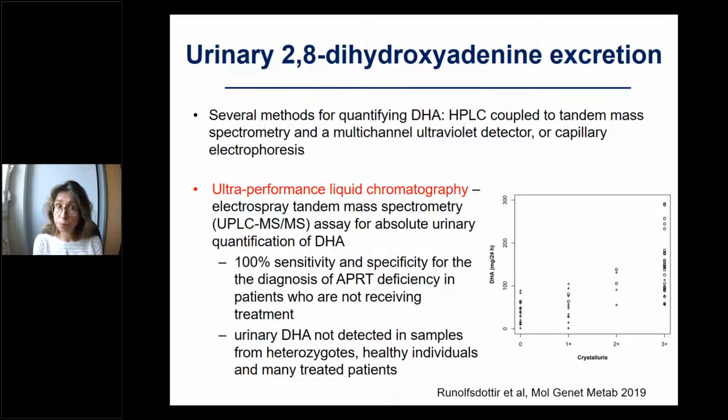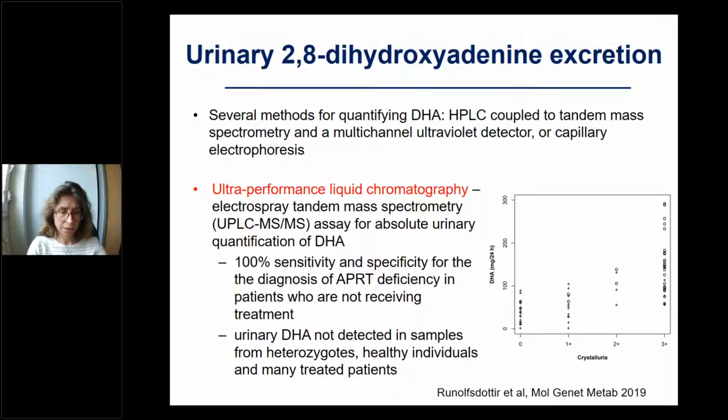The urinary 2,8-dihydroxyadenine (DHA) excretion can also be measured, but unfortunately it's not available in many centers. It has been very well developed in Iceland. Several methods have been described, but the most performant is ultra-performance liquid chromatography with electrospray tandem mass spectrometry, which allows the absolute urinary quantification of DHA.